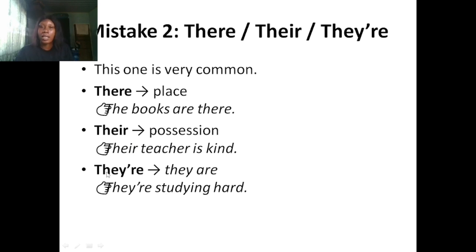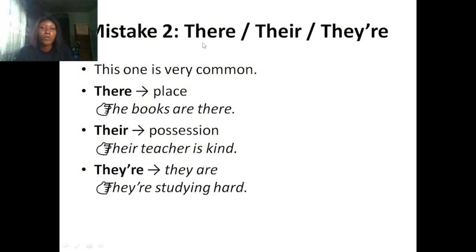Let's look at the last word that can also be misused. They're. Now most people think this apostrophe shows possession. No, the apostrophe does not show possession in this situation. This is the contracted form of they are. So when you use it in this contracted form, it will be they're studying hard. So they are studying hard. Whether it's used in contracted form or full form, it means they are. It doesn't mean there.